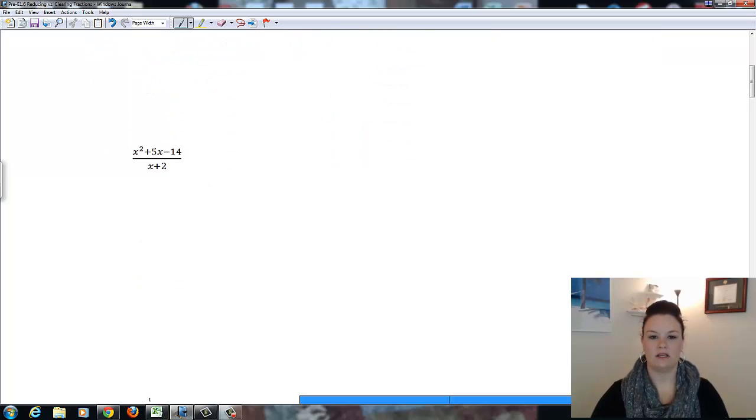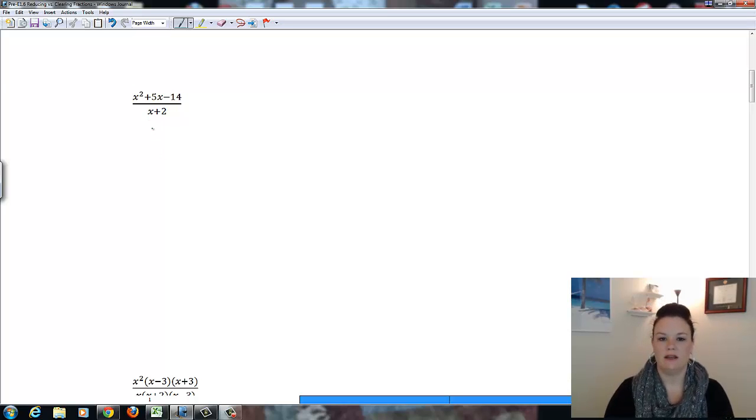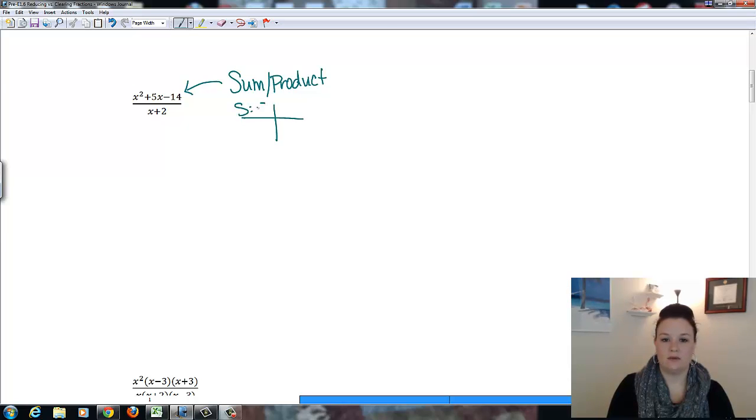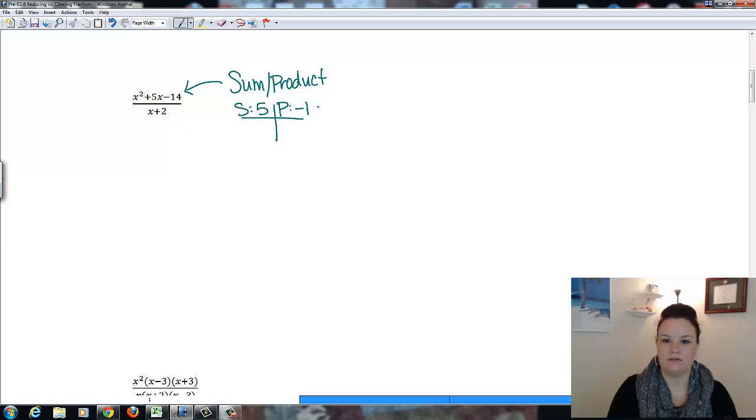This next one, same idea. I'm going to go ahead and factor the top completely, factor the bottom completely. In this case, the bottom one's factored completely. It's just x to the first power. Now the top, in order to factor this, I'm going to do sum product. When I do my sum product chart, my sum is going to be my middle coefficient, which is 5. My product is my first coefficient times my constant. So 1 times negative 14 is negative 14.